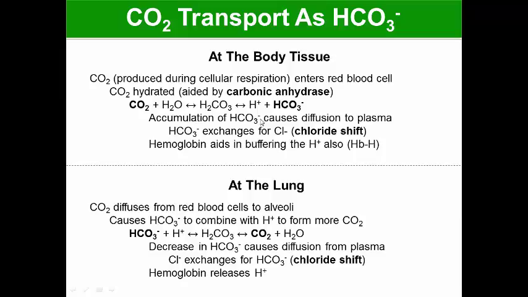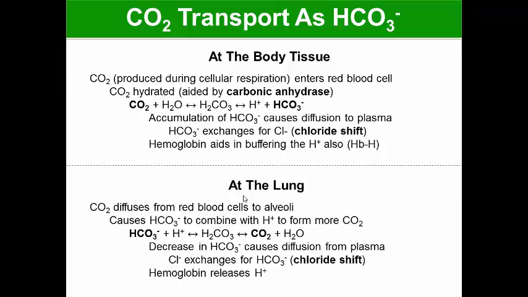Accumulation of bicarbonate ions in the red blood cells causes them to diffuse to the plasma, and chloride ions enter in exchange for the bicarbonate ions. This is known as the chloride shift phenomenon. At the lungs, the opposite happens.